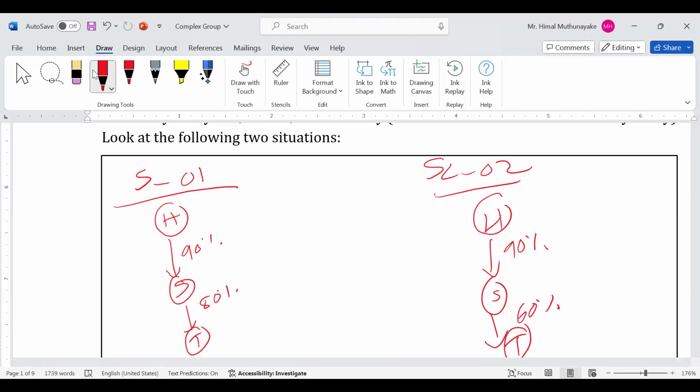So that is what I was discussing previously as well. Before going to the complex group calculation, first we need to know whether what we have is a subsidiary or an associate. So how are we deciding that? By using the immediate ownership.